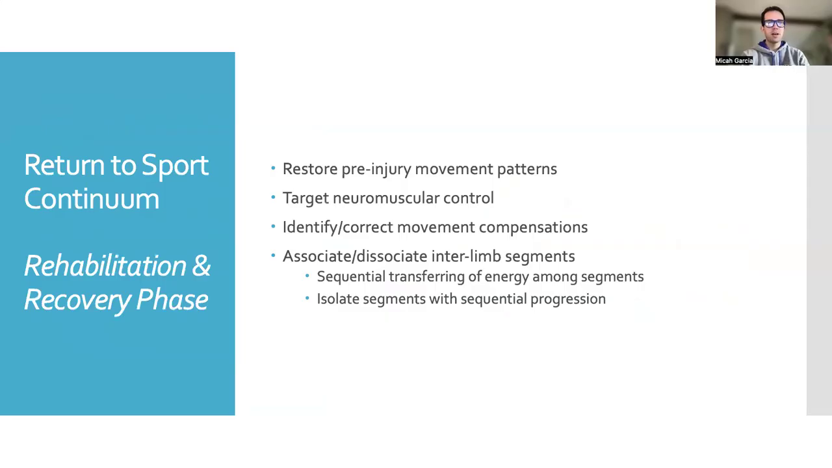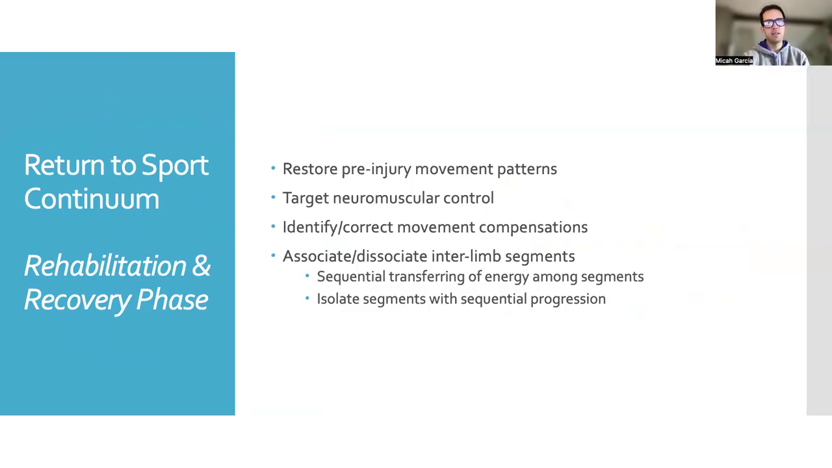In the rehabilitation and recovery phase, this is where we're trying to restore the pre-injury movement patterns, or if those were what we considered faulty movement patterns, trying to correct them. This is where it's going to be important to target neuromuscular control. So that interaction between the nerves and the muscles, essentially how we coordinate our muscle activity through the central nervous system.